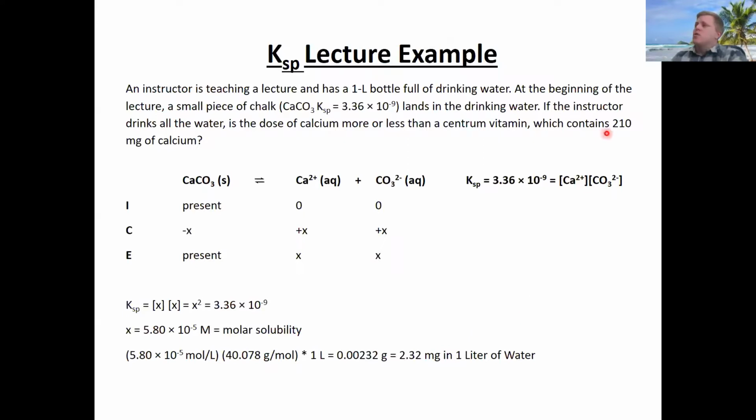Is this more or less than the 210 milligrams of calcium in that Centrum vitamin? It's way less. So dissolving chalk in water is not the best way to get calcium. If you want calcium, just go take a Centrum vitamin or drink some milk.